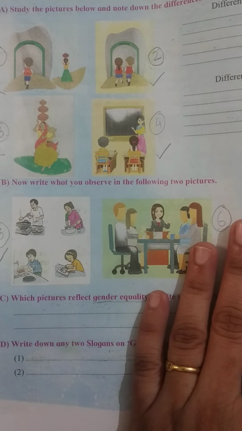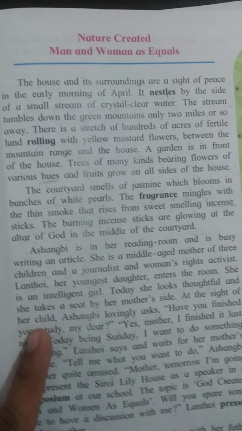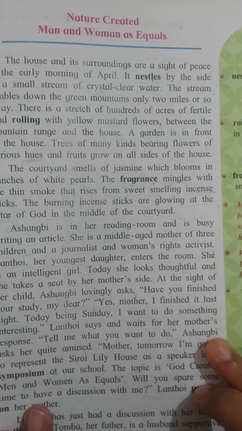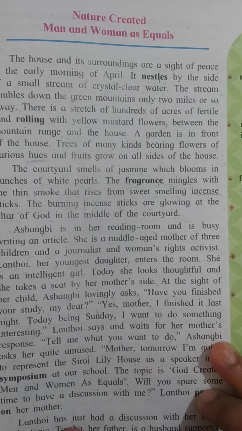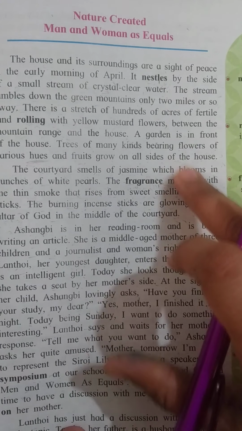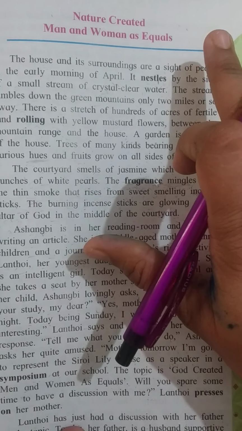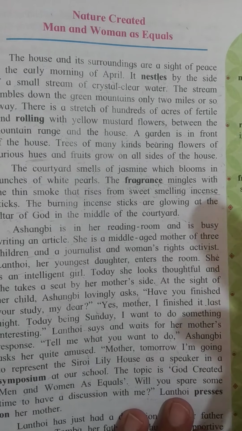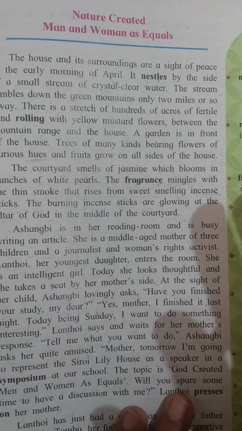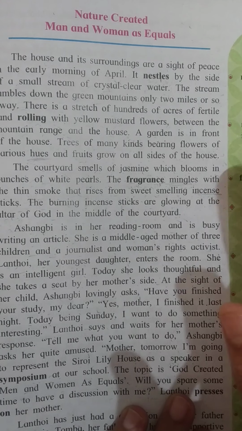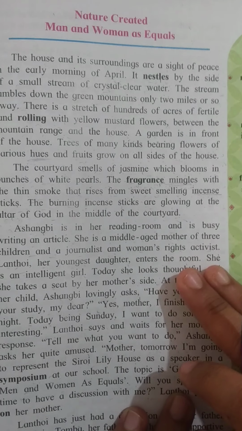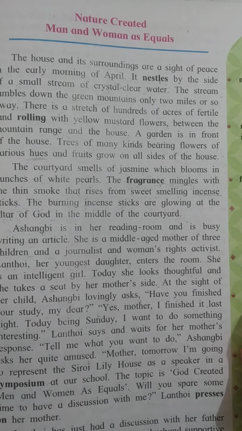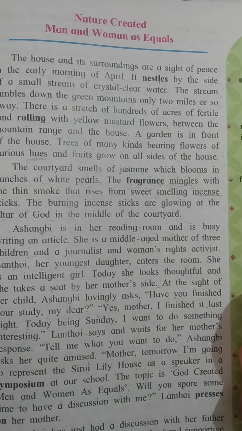Okay, now let's begin our actual lesson. Nature created man and woman as equals. Listen students, this is really a very nice lesson. This is to give a thought on nature creating man and women as equals, because whether it is a village or a city, in many places we can observe inequality on the basis of gender. Though it is more in the rural areas and lesser in urban areas, what we are trying to learn in this lesson is that nature has created both men and women equal.